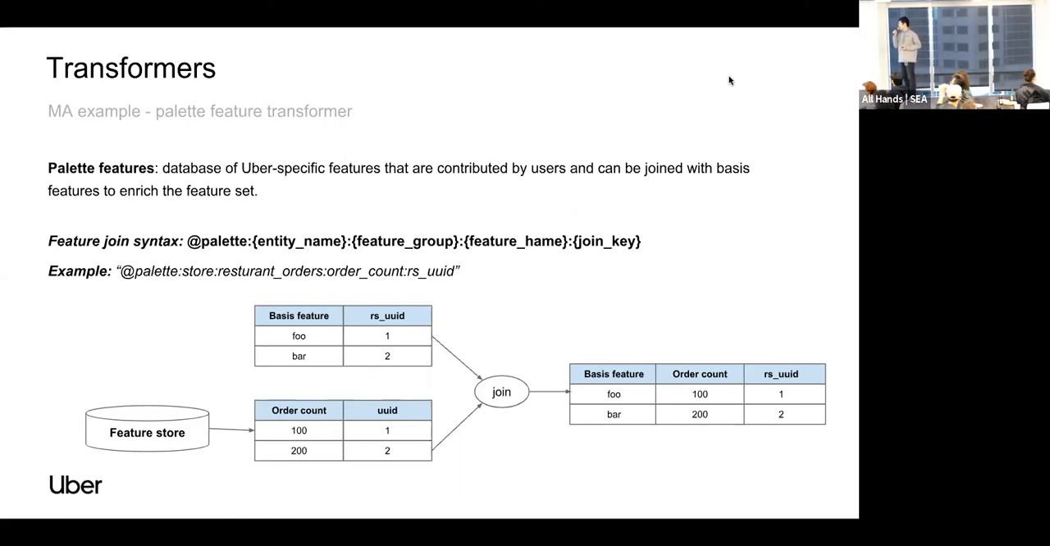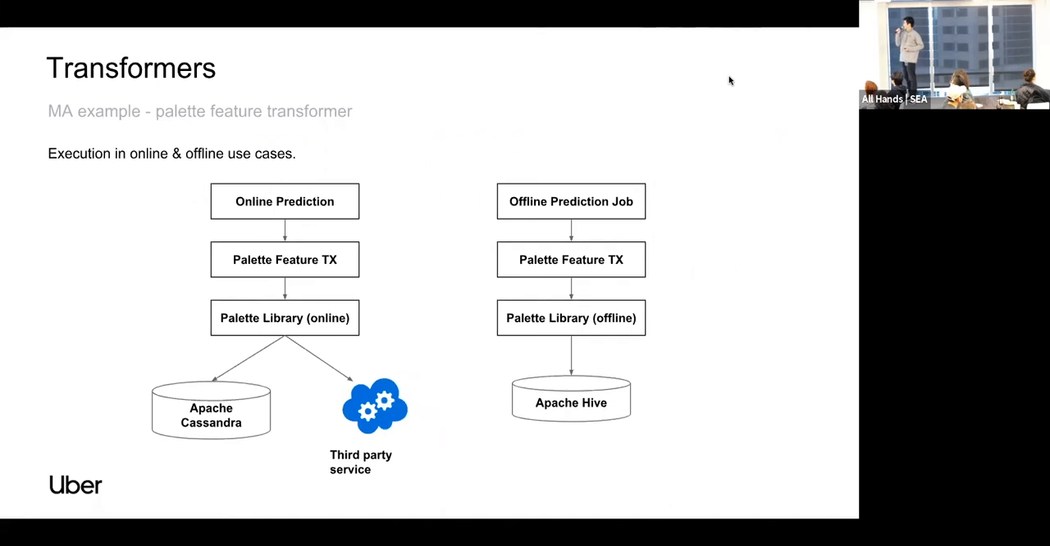Mostly a UUID will just refer to either driver UUID or rider UUID. Okay. And so what's under the hood, right? So how do we use the path feature transformer for online serving and offline serving?